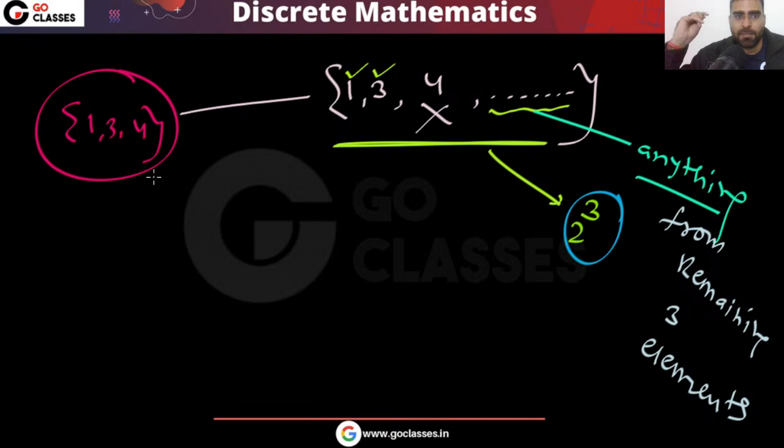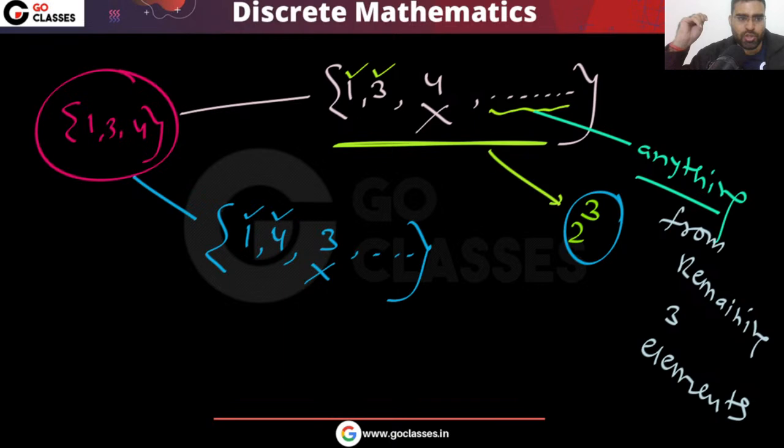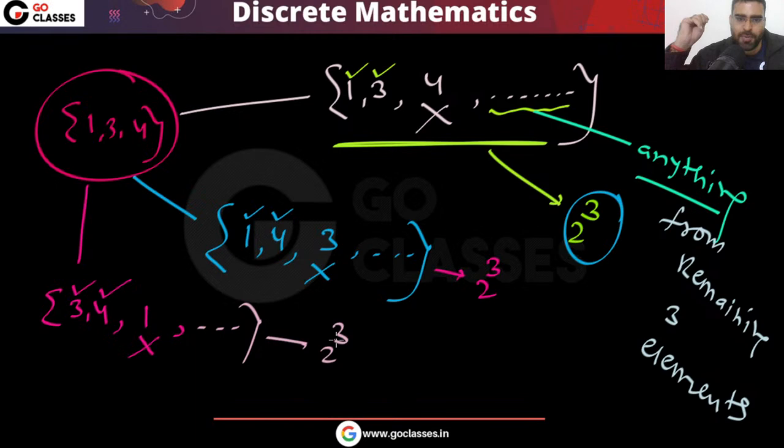But we can also do this. We can also take 1, 4. We take 1, we take 4, we don't take 3, and then we do this. This is also possible. So this type of how many people are there? 2 power 3 people are there. But what we can do? We can take 3, we can take 4, we don't take 1. Then for the remaining, how many people like this? Again, 2 power 3 people. Okay, is this clear? What is happening here?